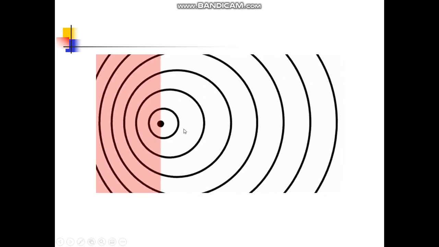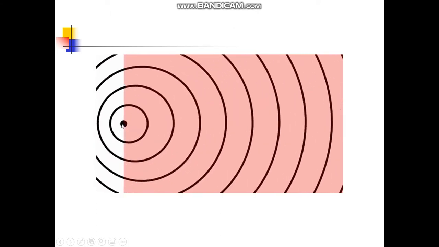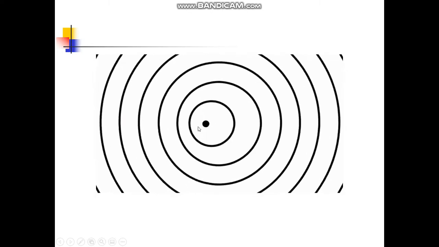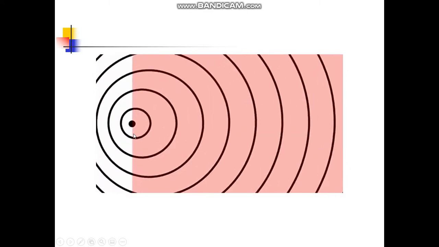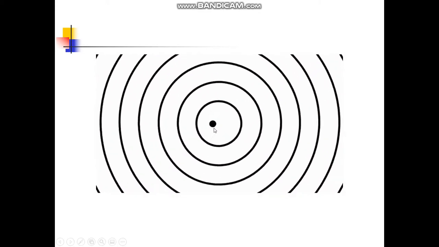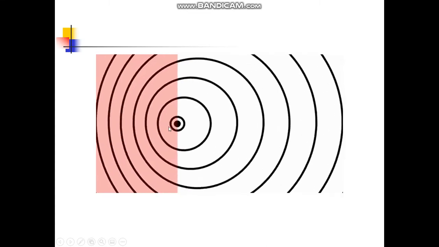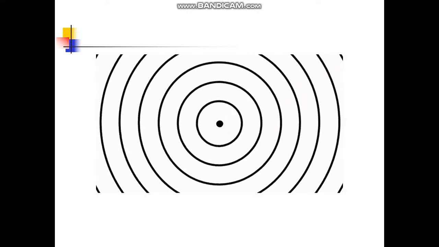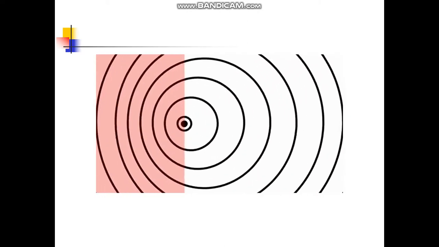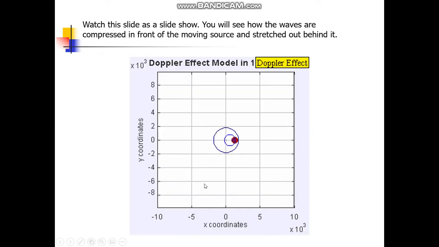speed. But if the object starts to move, in this case it's moving to the left, and then it bounces back and moves right, you'll see here, when it moves to the left, in front of it the waves are compressed because it sends out one wave and then it moves closer to it. Whereas behind the object, the waves are stretched out because it sends out a wave and then moves away from it. So what happens is, in front of the moving object, the waves are compressed, and behind the moving object, the waves are stretched out. And this effect is known as the Doppler effect, and that's what we're going to be looking at now.